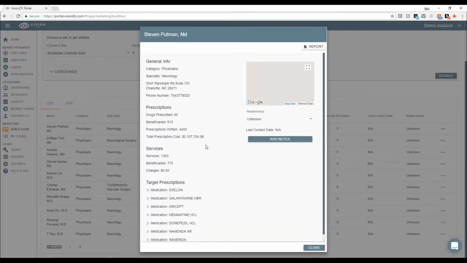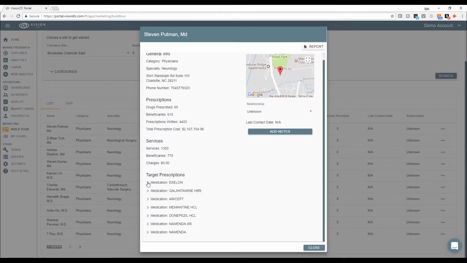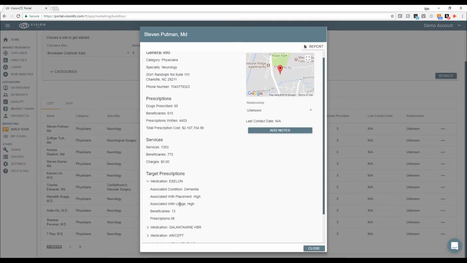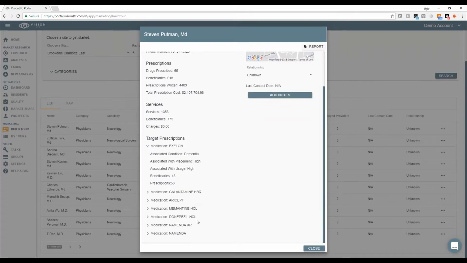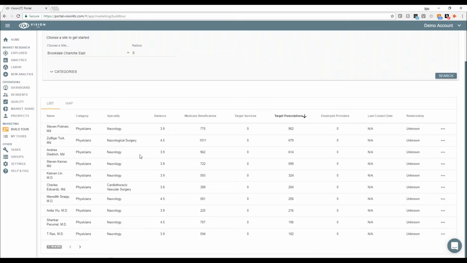So we can go and identify different physicians. There's a number of neurologists within a few miles of our site. We can see who they are. We can see what type of prescriptions they've written and how many patients have received that prescription. So Dr. Putman, for example, he's written prescriptions for Exelon, for Aricept, for Namenda, and some other medications that support people with dementia. And so maybe we need to have a conversation with Dr. Putman, tell him about the new services we're offering, start trying to build that community relationship with him.